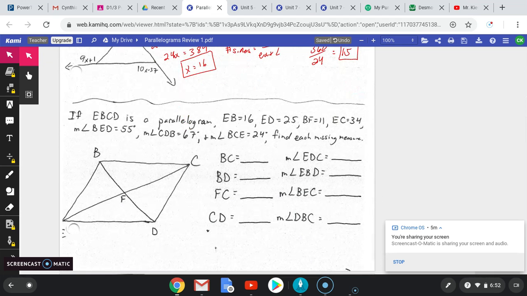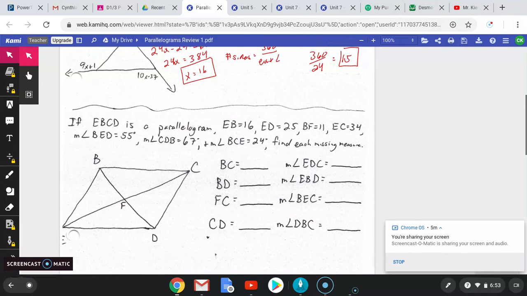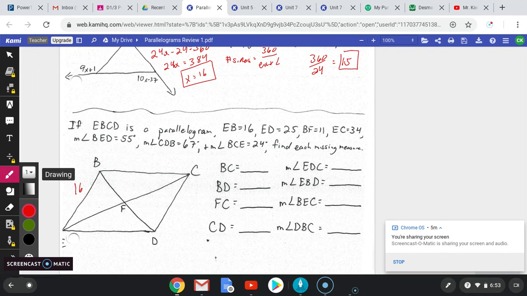The next problem you'll have is a parallelogram, and you're going to be given sides and angles. Let's start with the sides first, because that's pretty easy. It says EB is 16, ED is 25, BF is 11, EC is 34. So what does that mean BC has to be? That has to be 25, because opposite sides are congruent.